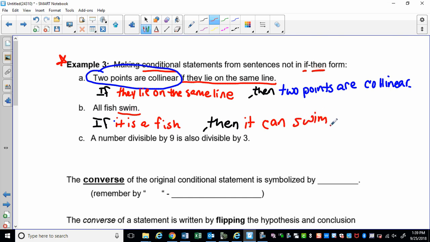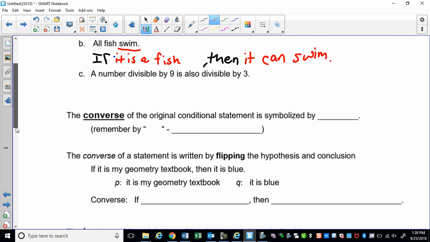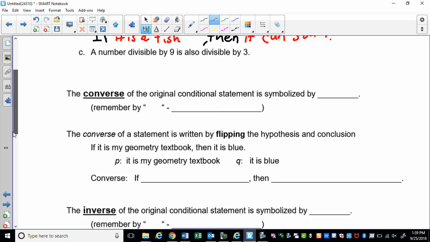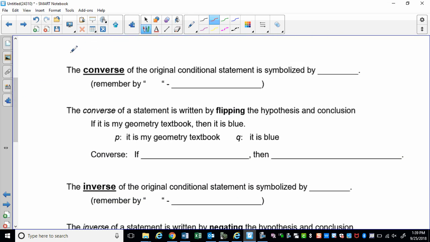All right, I want you guys to try the C, the third one. Now we know what a conditional statement is. We have P, then Q. Now we're going to look at the converse. The converse of the original statement is symbolized by... we know that my conditional is P, arrow, Q. My converse is going to have the conclusion first and then my hypothesis.